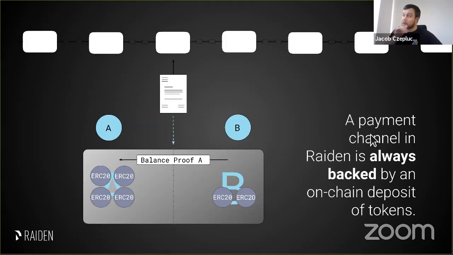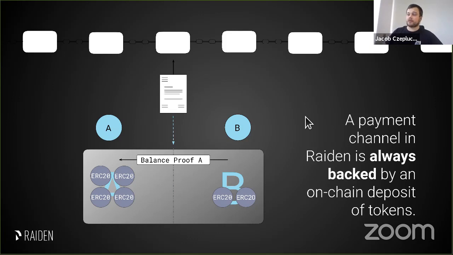A payment channel in Raiden is always backed by an on-chain deposit. This deposit represents the value that can be transferred in one direction in a payment channel. In this specific case, we have Bob, who's got 2 ERC20 tokens, and Alice has 4. This is how the channel starts out, for instance. So the maximum amount that can be sent in a transfer would be 6 in this case.